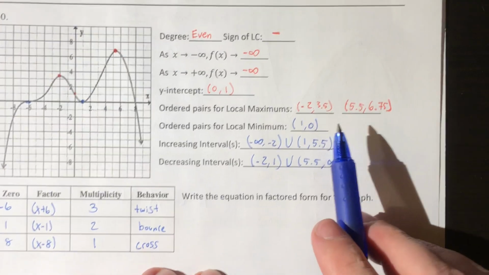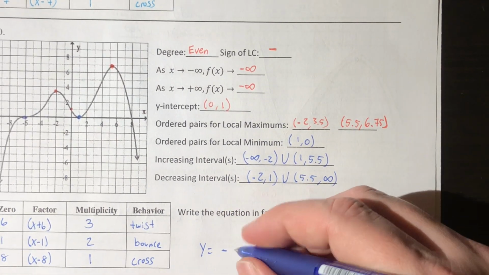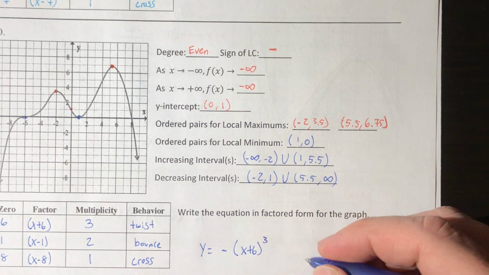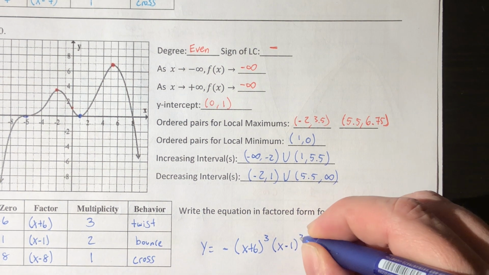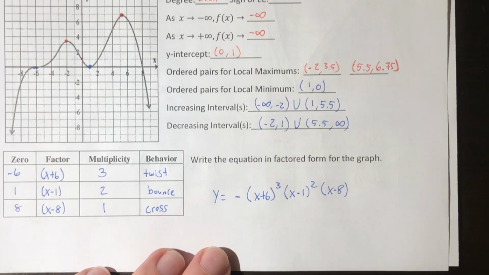So when I write this equation, my leading coefficient's negative, so it's y equals negative (x plus 6) cubed, (x minus 1) squared, (x minus 8).